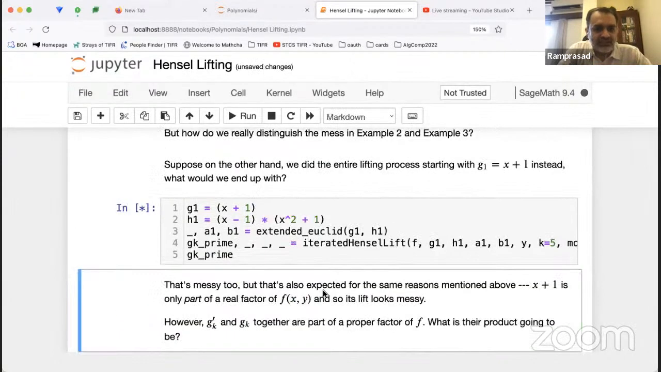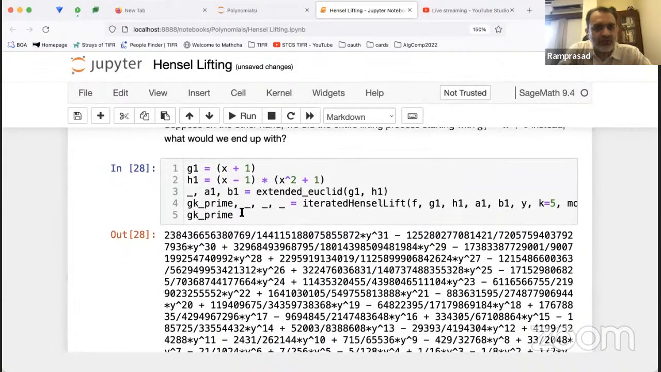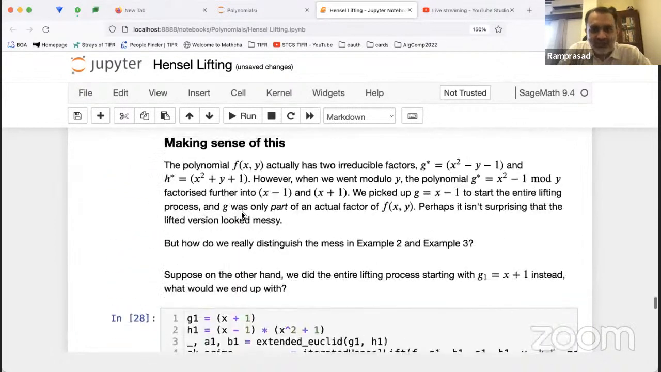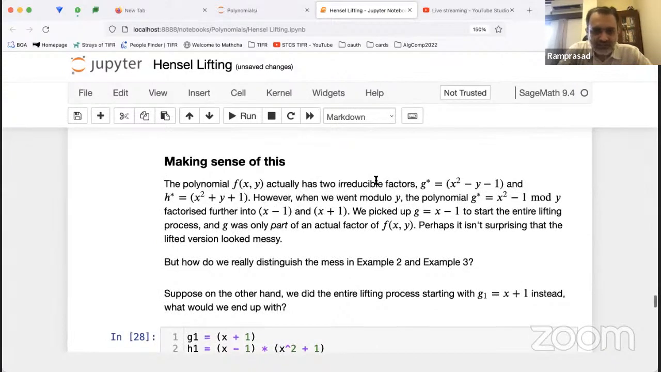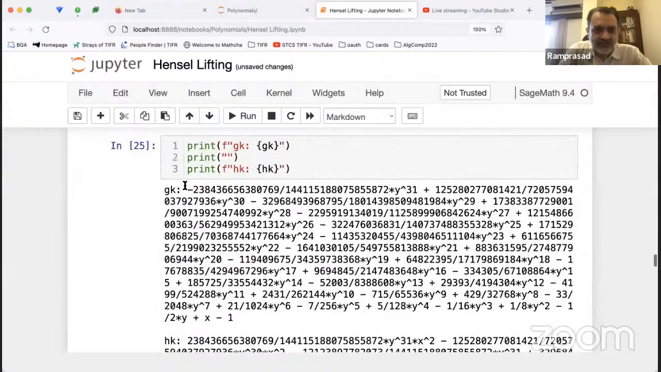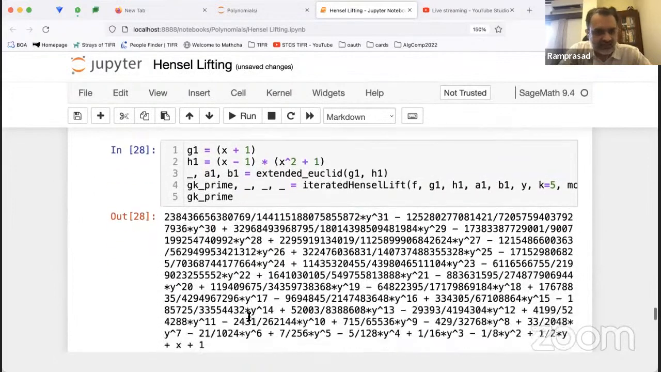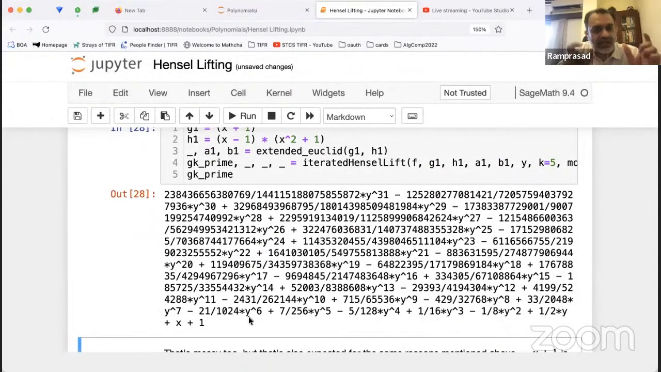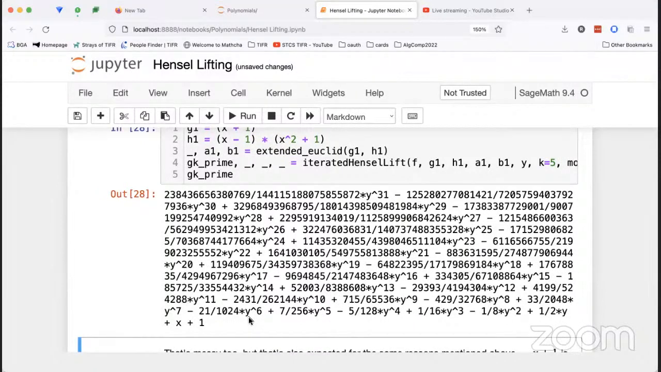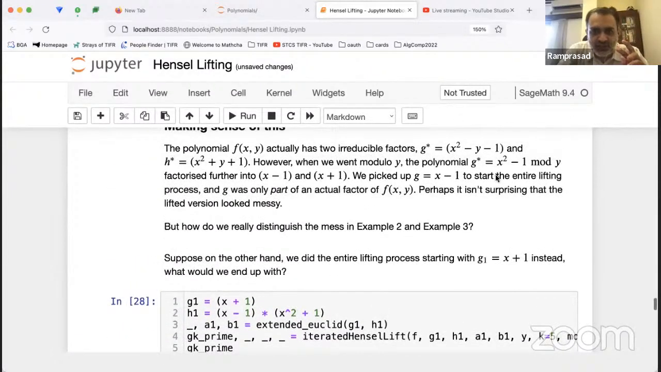Okay, so let's do the same thing. And if you look at gk prime, that also looks ugly. So by that, what I mean is the following. We started off with this polynomial, this g star split as x minus 1 into x plus 1 into x squared plus 1. X minus 1, when I ended up lifting, I got this nonsense. X plus 1, if I lift, I get some other nonsense. But this x minus 1's lift and x plus 1's lift put together is a proper factor of f, right? Because that corresponds to this x squared minus 1, which came from a real factor x squared minus y minus 1.